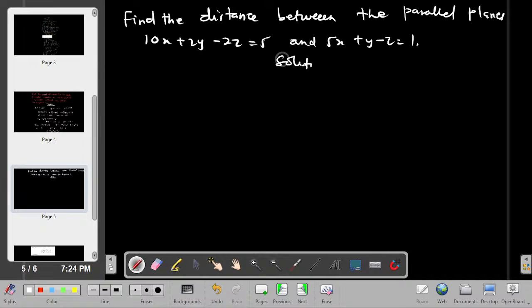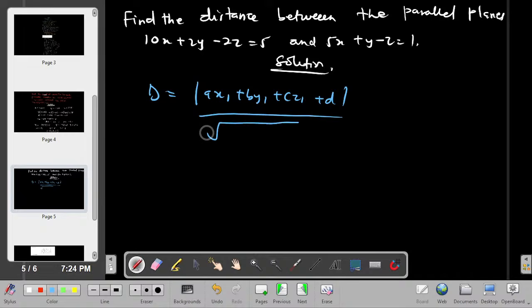Okay, so solution. To find the distance between two parallel planes, we need a point on one plane, then we need to put it into the other plane. So there is a standard formula, please. Let me write the standard formula for you. For you to find the distance between any two planes, the formula is d is equal to the absolute value of ax1 plus by1 plus cz1 plus d, all over the square root of a squared plus b squared plus c squared. As simple as that. So our x1, y1, z1 is simply a point on one plane.